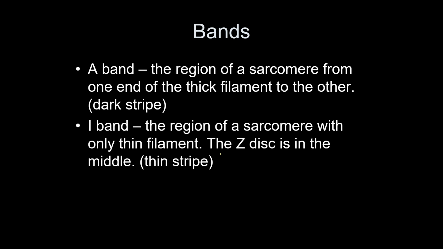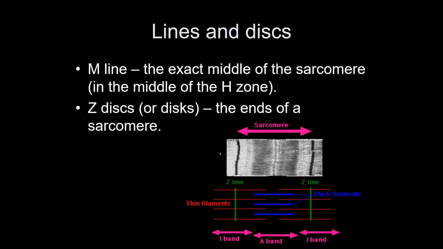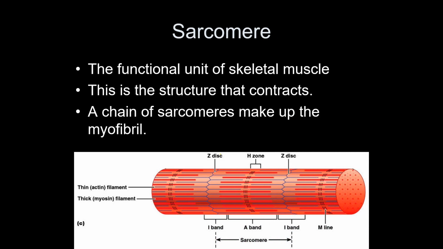So there's your definition for A band and I band, definition for H zone, definition for M line and Z discs, and then your definition for a sarcomere. So I said all of that earlier, we're good.